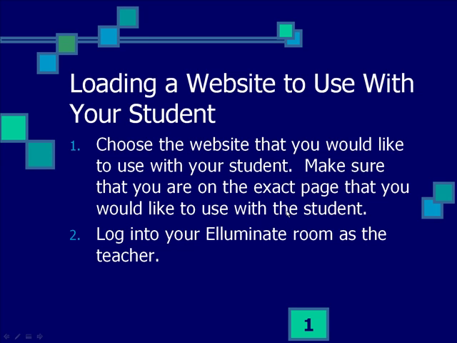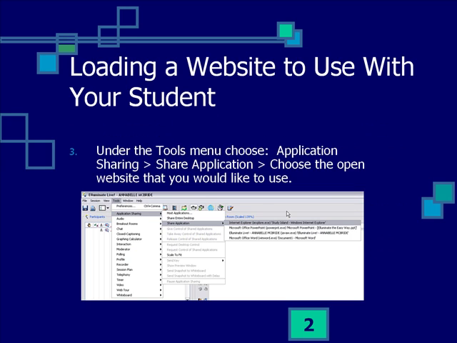Loading a website to use with your student. Choose the website that you would like to use with your student. Make sure that you are on the exact page that you would like to use with the student. Log into Elluminate Room as the teacher. Under the Tools menu, choose Application Sharing, Share Application. Choose the open website that you would like to use. In this case, it is Study Island.